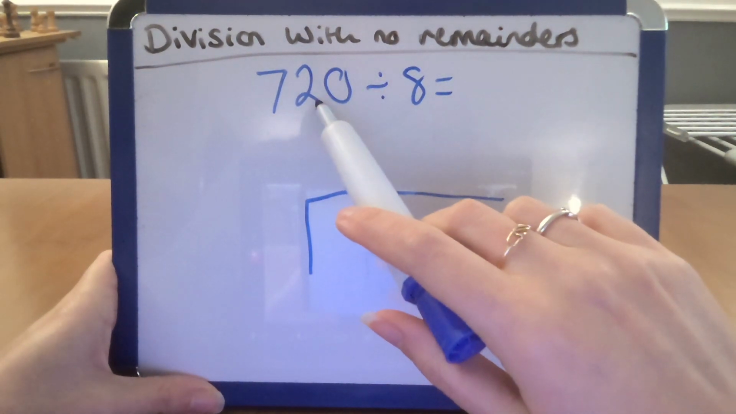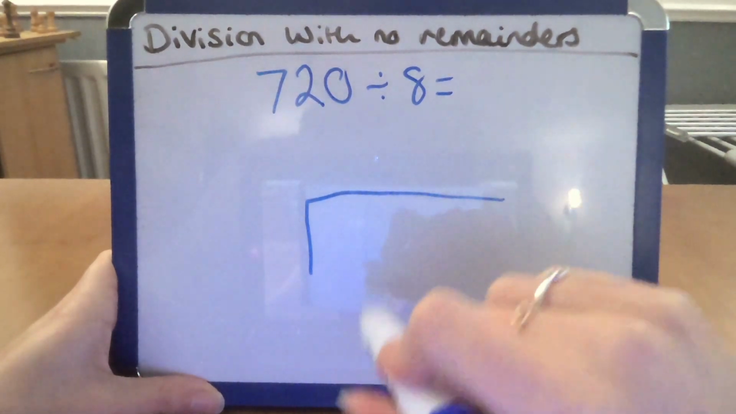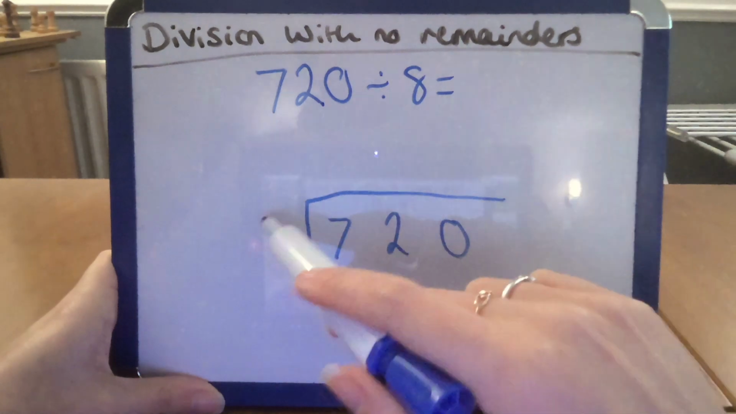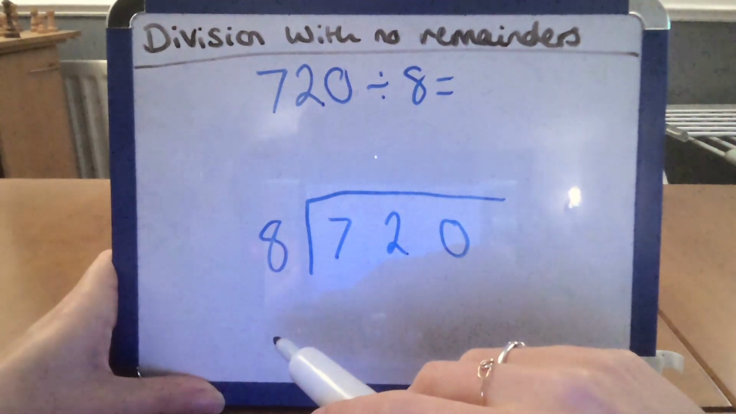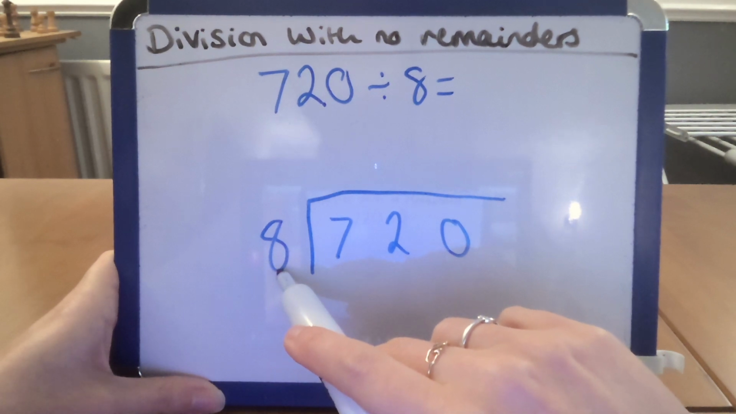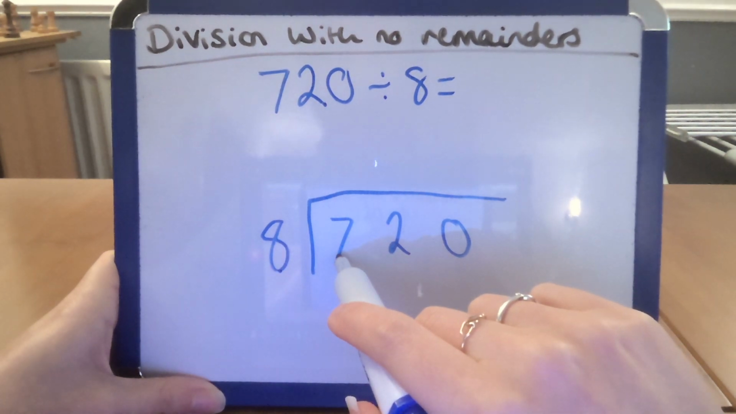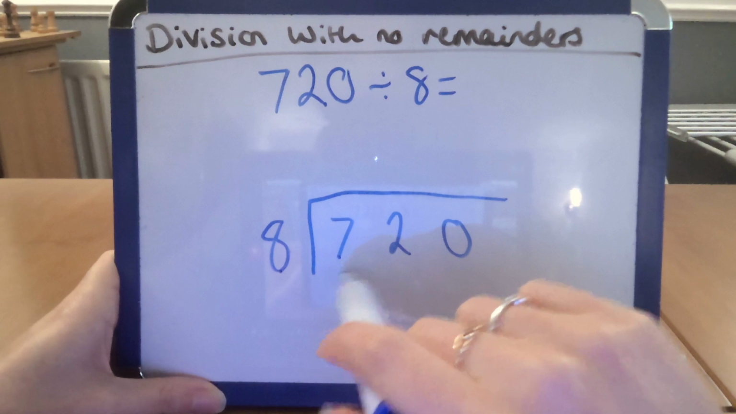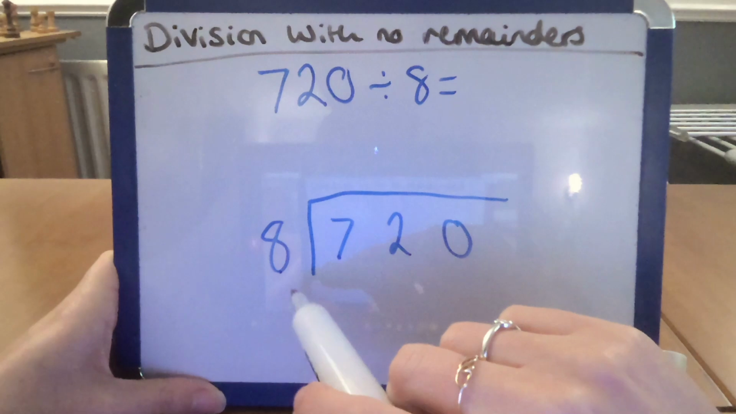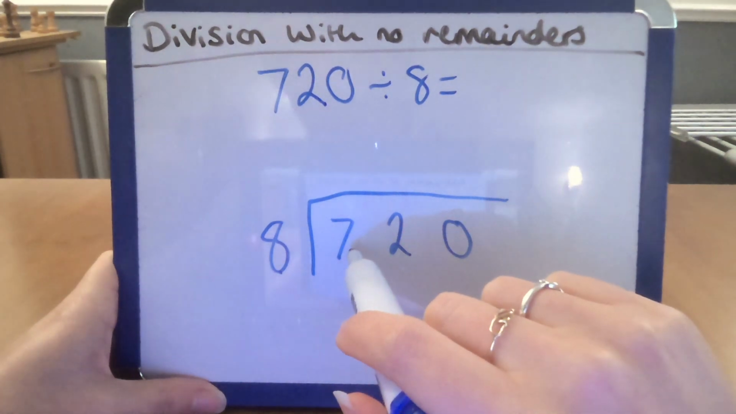The idea is that the number that is first in the sum arrives at the bus shelter first, so it goes inside. And then the second number has to wait outside the bus stop. And then we start by asking ourselves, how many times does 8 go into 7? And we always go left to right, so we always start with the number closest to the 8 and then move along. So how many times does 8 go into 7?